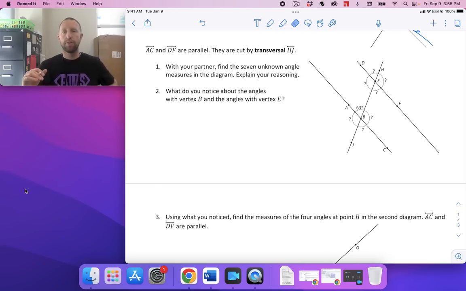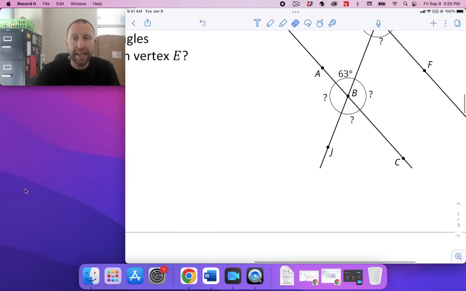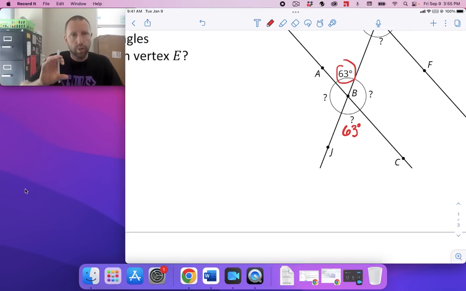Okay, so now that you've unpaused the video, let's see what you came up with. I know that if at this vertex point B, this angle right here is 63 degrees, then that also means that this angle is 63 degrees because those are vertical angles. I can do a 180 degree rotation and those angles will match up. How do I find the other two angles from that?